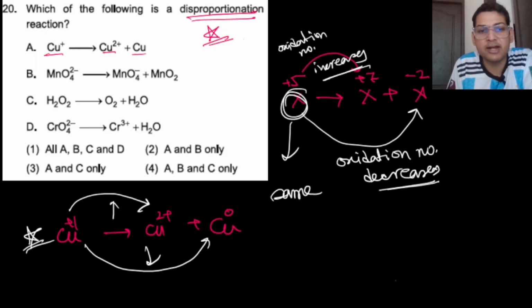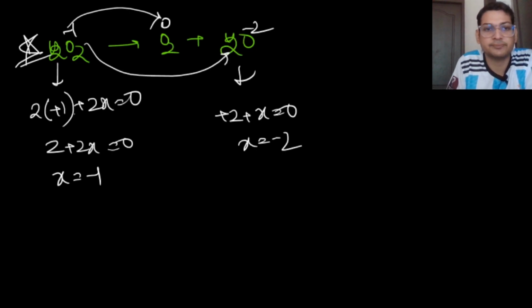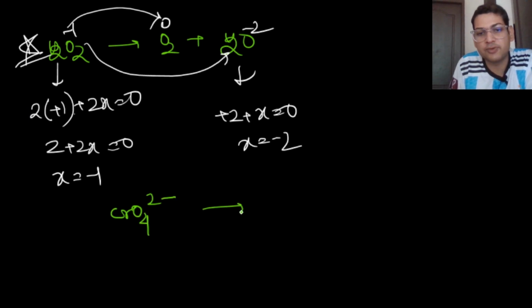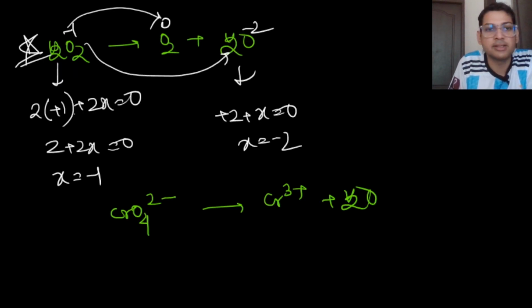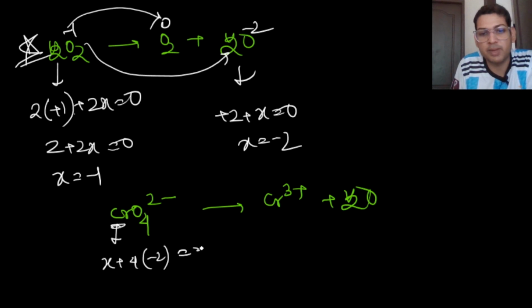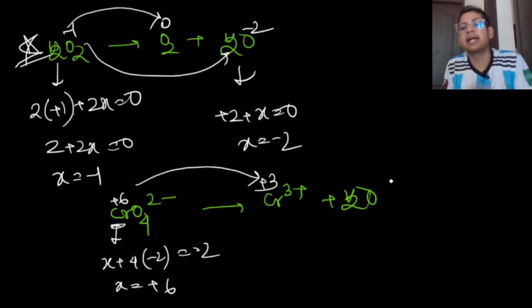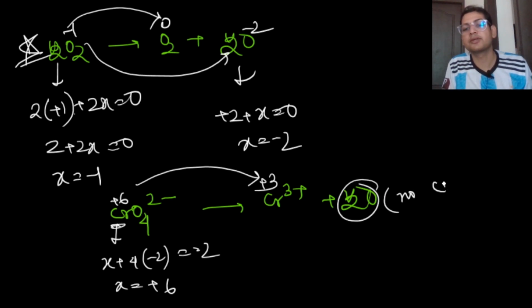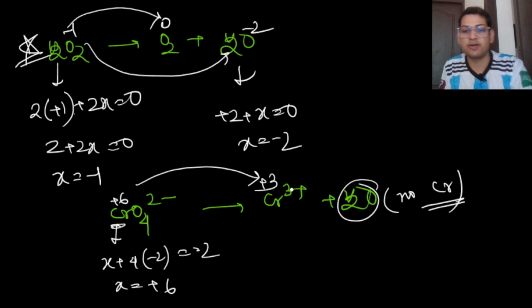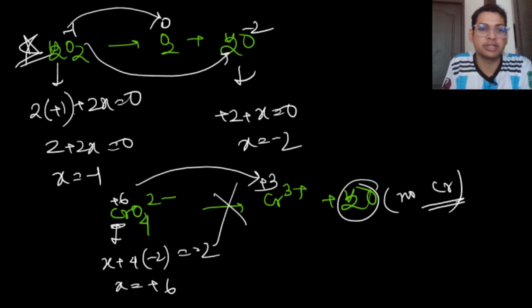What is given? CrO4 2 minus to Cr3 plus. I think by seeing also we can say that this is not a disproportionation, right? Because you see here chromium is X plus 4 into -2 equal to -2, X equal to +6 state. Here it is +3 state, so it is decreasing, but there is no chromium going up here, so I cannot say it is increasing and decreasing. That is not a disproportionation reaction.